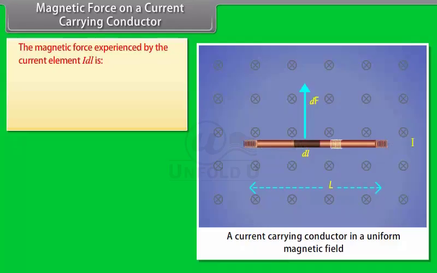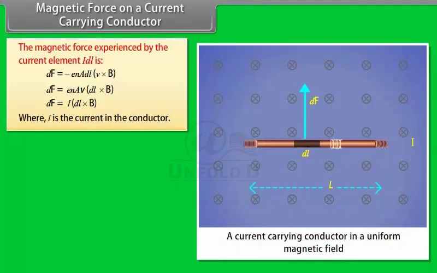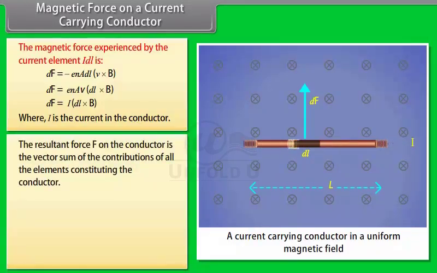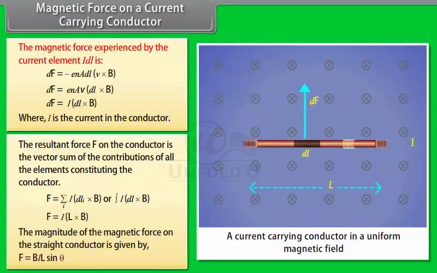The magnetic force experienced by the current element I dl is given by minus e nA dl times the cross product of v and B, which is equal to I times the cross product of dl and B, where I is the current in the conductor. The resultant force F on the conductor is the vector sum of the contributions of all the elements constituting the conductor. Now we get the result F equals I times the cross product of L and B. The magnitude of magnetic force on the straight conductor is given by F equals BIL sin theta.